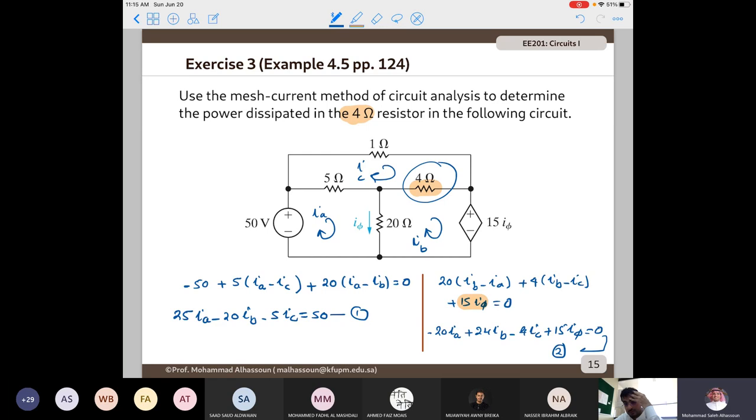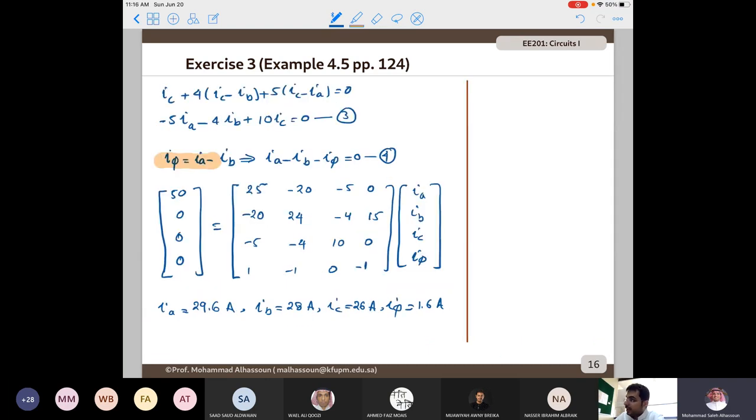Okay, Wael. Yes, doctor. What's the current passing through the 4-ohm resistor? It would be the difference between IB and IC. Exactly. It doesn't matter which side you take, because eventually you're going to square it. So the result is (IB minus IC) squared or (IC minus IB) squared, exactly the same. The value will be 16 watts. This is the power dissipated in the 4-ohm resistor.